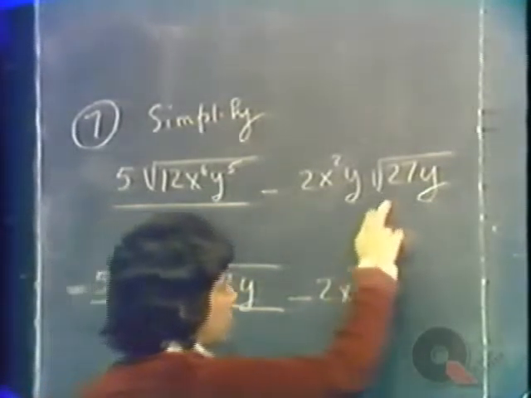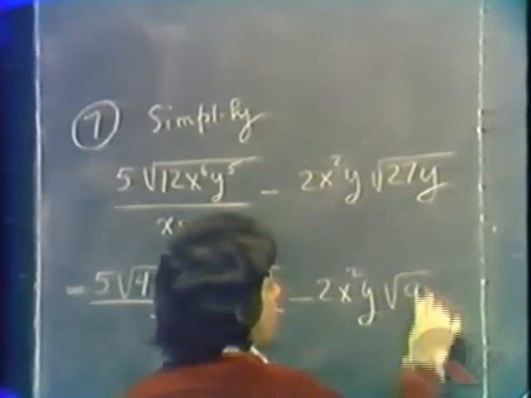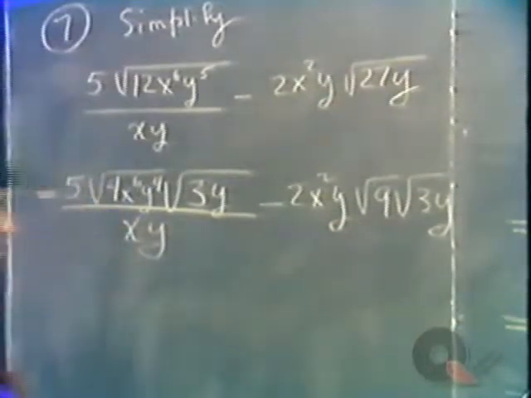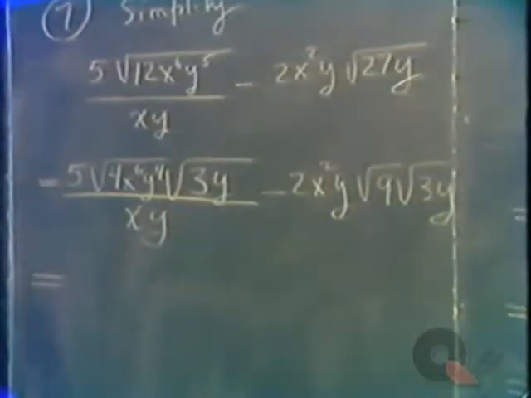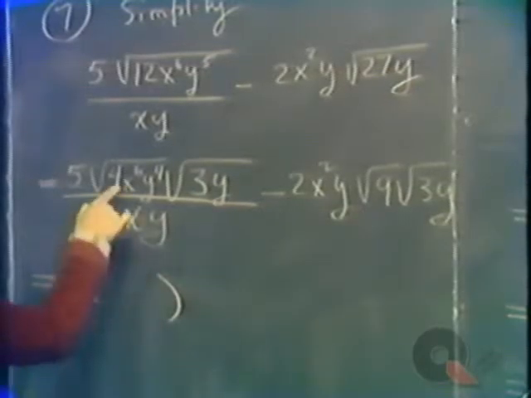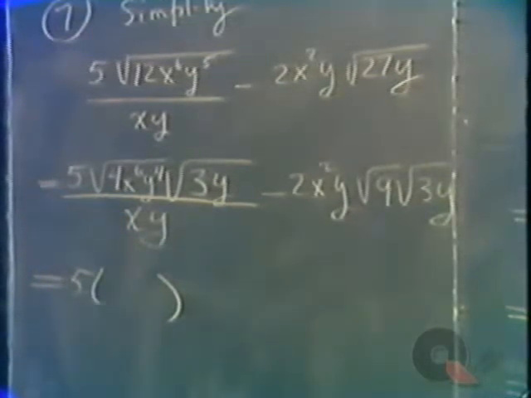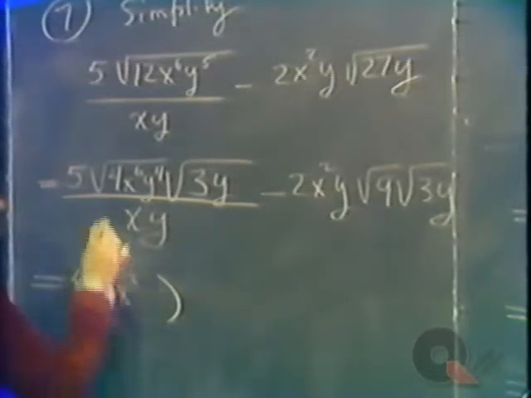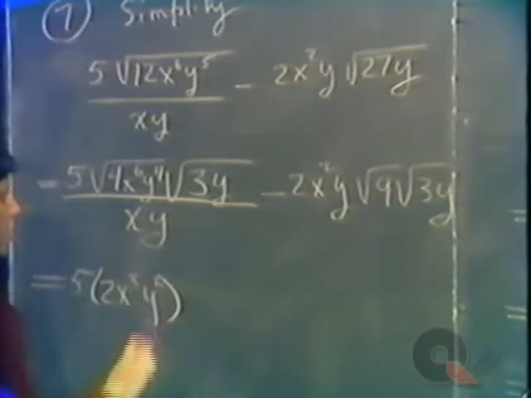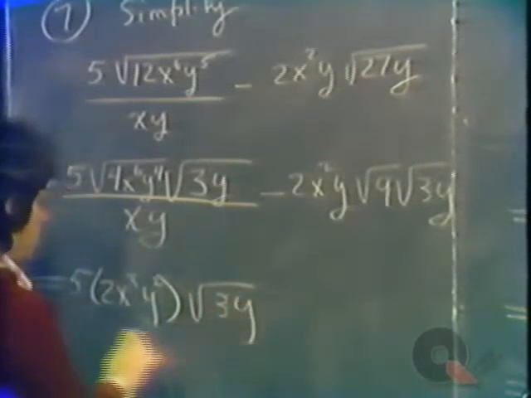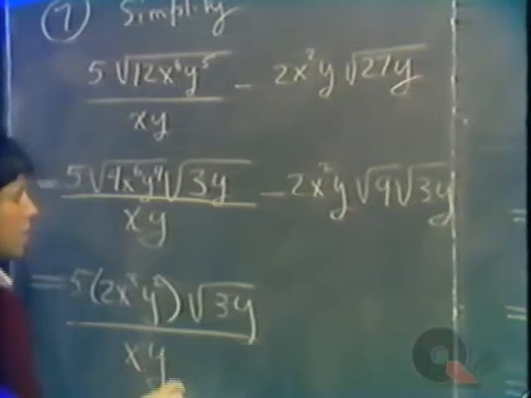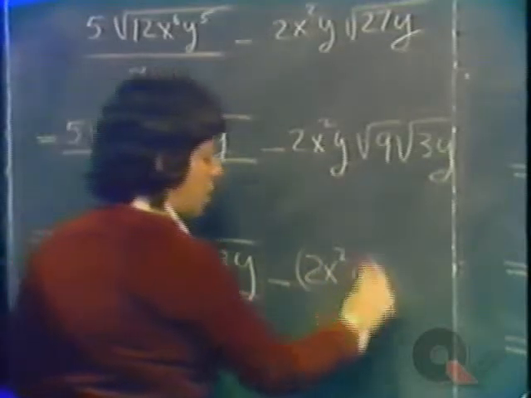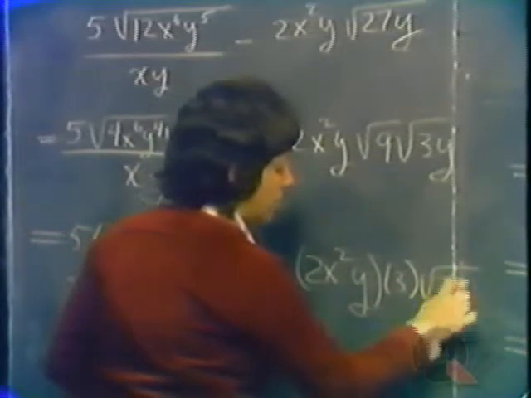The largest perfect square factor of 27 is 9, and that would leave us with 3y. Square root of 9 times the square root of 3y. So let's see what we have. 5 times, now this first radical in both cases is a perfect square. So we get the square root of 4 is 2, the square root of x to the 6th is x cubed, the square root of y to the 4th is y squared, the square root of 3y over xy, minus 2x squared y. The square root of 9 is 3 times the square root of 3y.